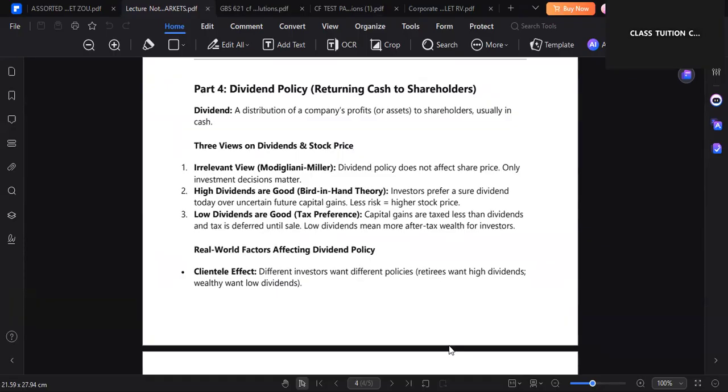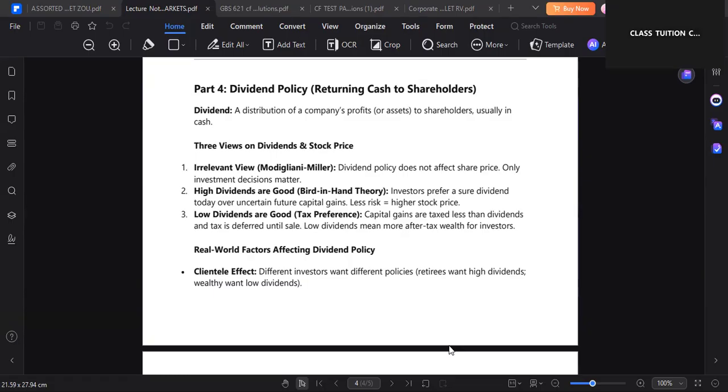So a dividend policy, finally, we need to understand what is a dividend. Simply put, it is a distribution of the company's profits to the owners or the shareholders. Dividends can be paid in cash or in additional shares of stock. However, there's a very important point we need to understand: companies are not legally required to pay dividends.